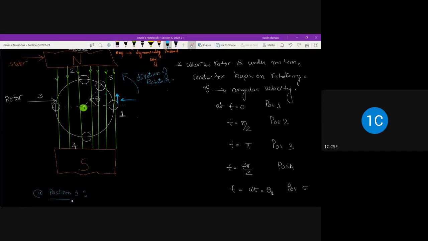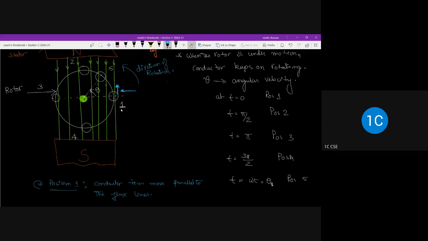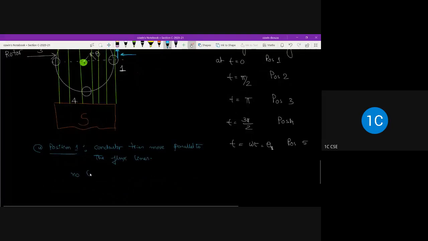So at position 1, let me write it so that the same thing can be converted into notes. At position 1, the conductor tries to move parallel to the flux lines. Now, when the conductor tries to move parallel to the flux lines, will there be any change of flux or any cutting of flux? No cutting of flux.